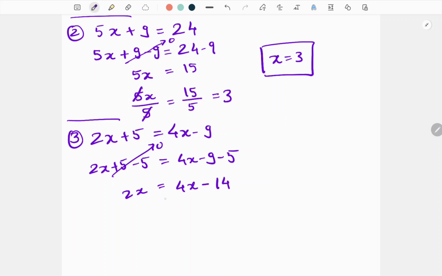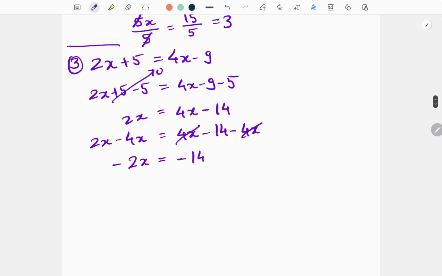Right, so now I have x on both sides of the equation, and I want x to be only on the left hand side and not on both sides. Right, so let's subtract 4x from both sides. So that will get rid of the 4x on the right hand side. So I have 2x minus 4x is equal to 4x minus 14 minus 4x. So this plus 4x and minus 4x goes away, and 2x minus 4x being minus 2x is equal to minus 14.